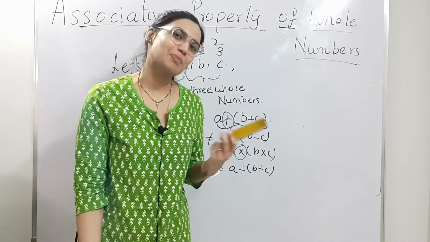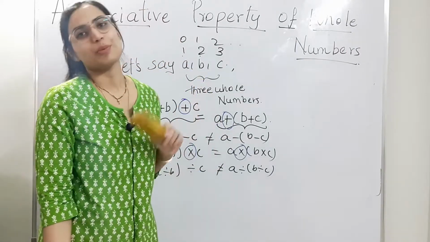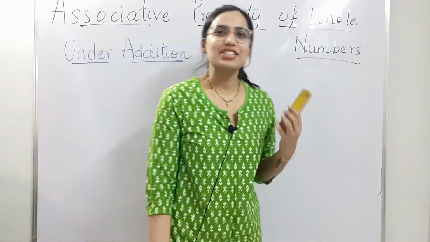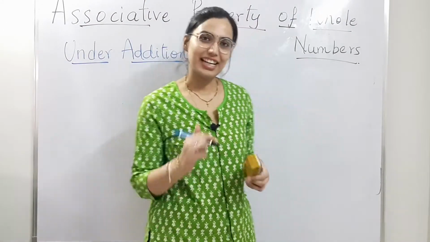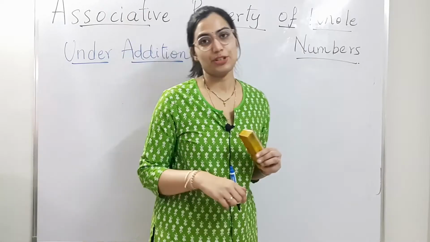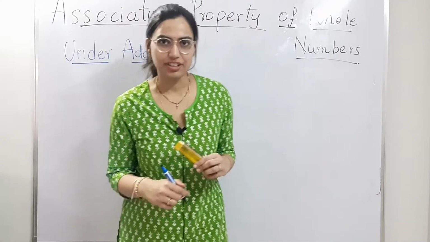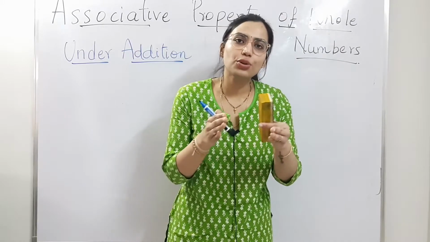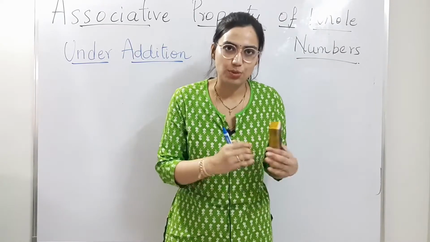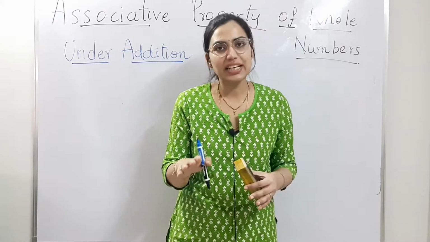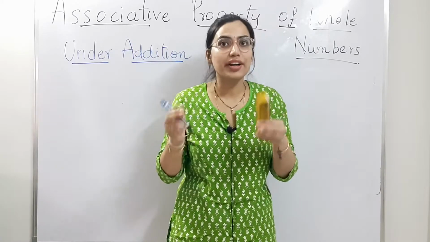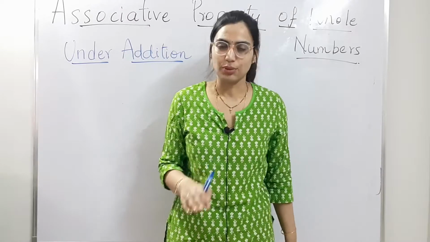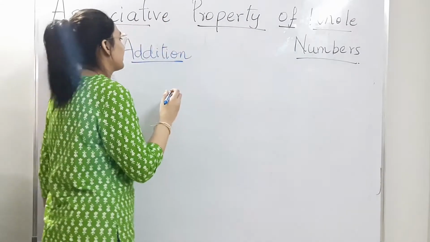So now let's jump right into the associative property of whole numbers under addition. According to this property, no matter how you group these numbers together and add, you will get the same result. The order in which they are grouped doesn't matter. Let's see in detail.